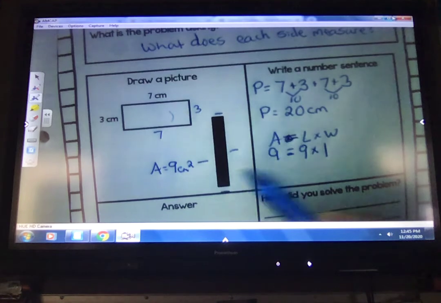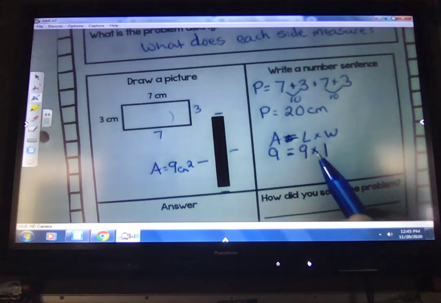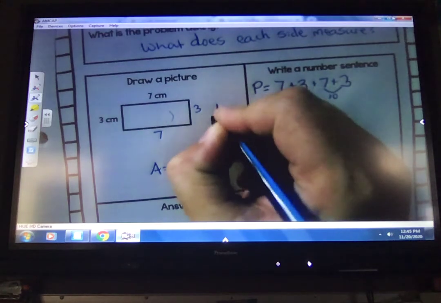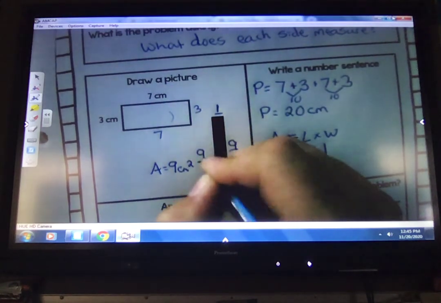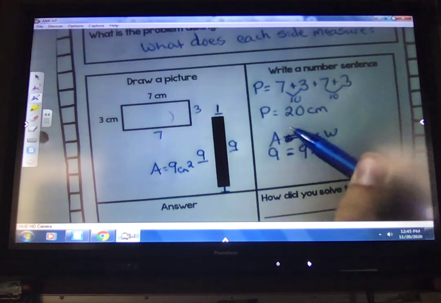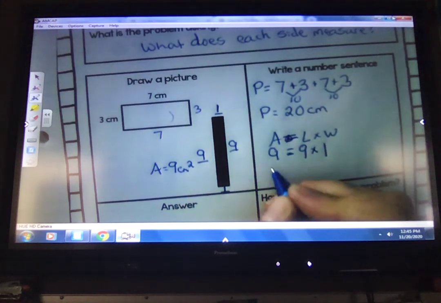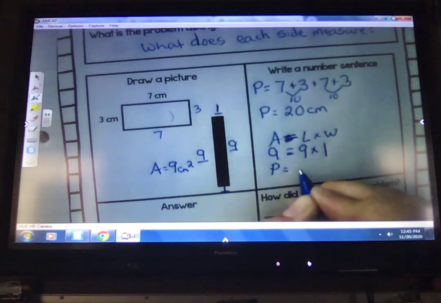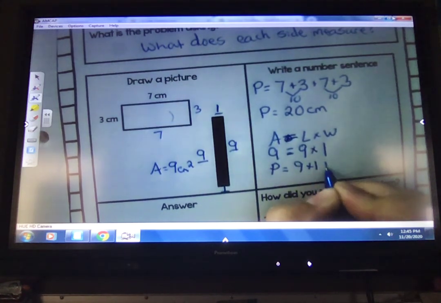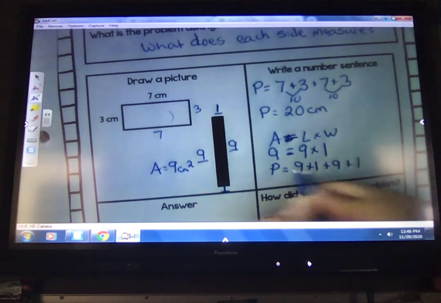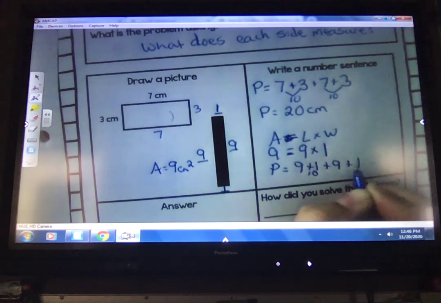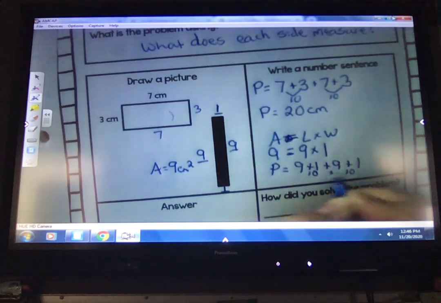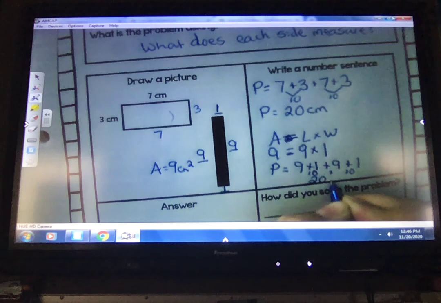Now, to know if we're correct, we need to see if this is true. If it's 9 and 1, would my perimeter equal 20? Because remember, the perimeters have to match. So now let's find the perimeter of our shaded one. 9 plus 1 plus 9 plus 1. 9 and 1 is 10. 9 and 1 is 10. What's 10 and 10? 20. So do my perimeters match? Yes. So we have found the dimensions, or what the size of the shaded rectangle is.